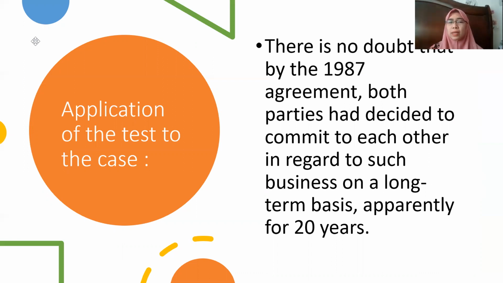When the court applied this test to the facts of the Sabah Bumi case, the court said that there is no doubt that by the 1987 agreement, the relevant agreement in that particular case, both parties had decided to commit to each other in regard to such a business on a long-term basis, apparently for 20 years, even though it wasn't stated in their contract. But if you were to apply all these tests, the answer will be yes. It means that here, impliedly, they had agreed and decided to commit to this business on a long-term basis up to 20 years.